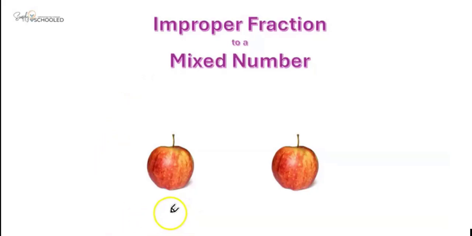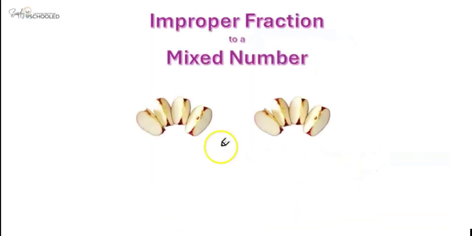Well, let's say your mother had 2 apples, and she took those 2 apples and cut each of them into 4 equal parts. So she took one whole apple and made it into 4 equal parts, which gives us our denominator of 4. And we have 4 pieces. So a whole apple divided into four parts is shown by the fraction 4 over 4.